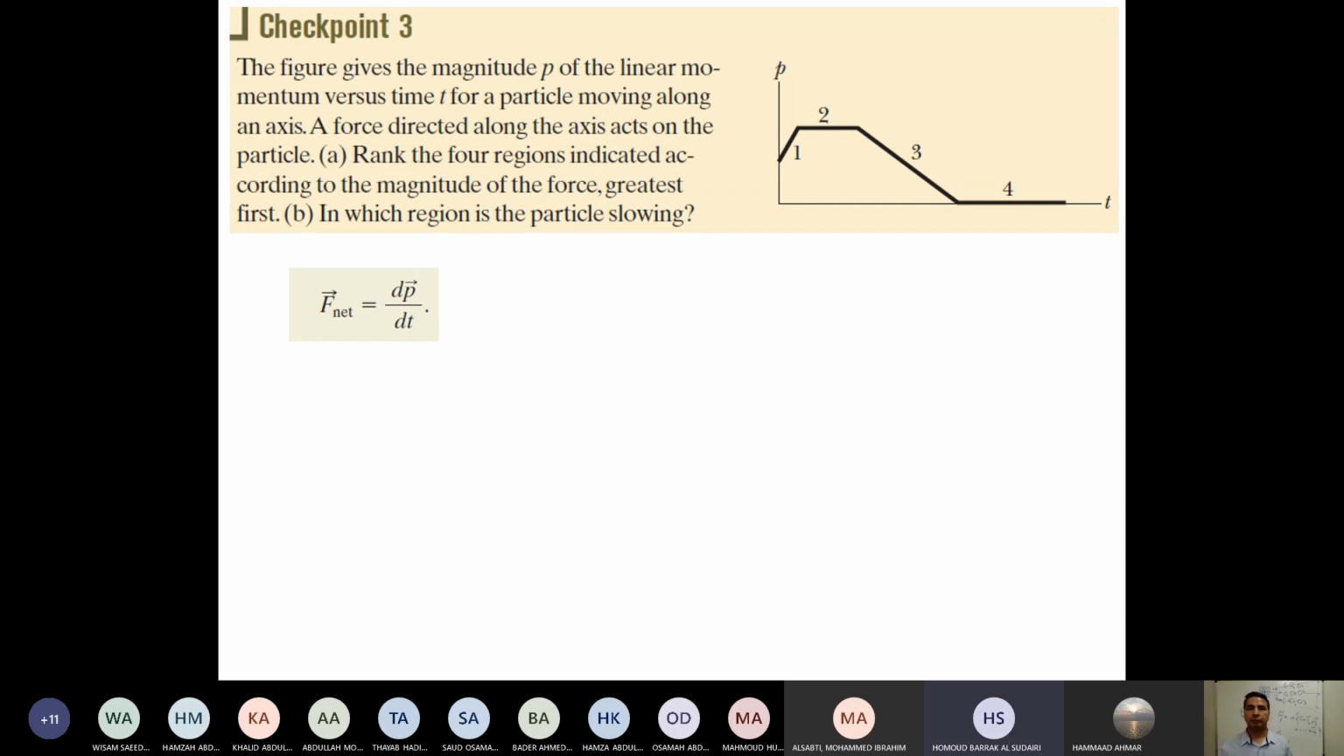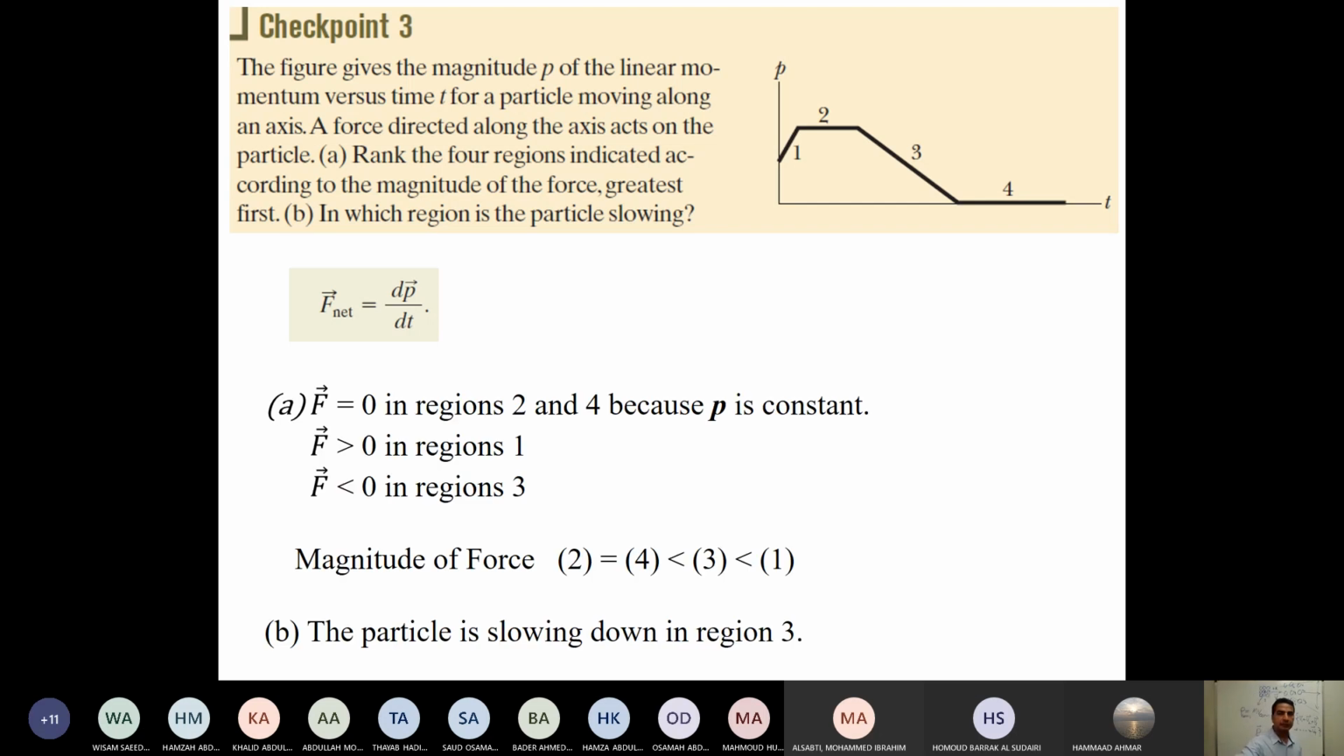And 2 and 4 are 0, right? In regions 2 and 4 the slopes are 0 because the momentum is constant. So a constant divided by time is going to be 0, or you can say the derivative of P for the constant region is going to be 0. So when we rank them according to the magnitude, the force in region 1 is greater than region 3, which is greater than region 2, equal to region 4. Something like that.